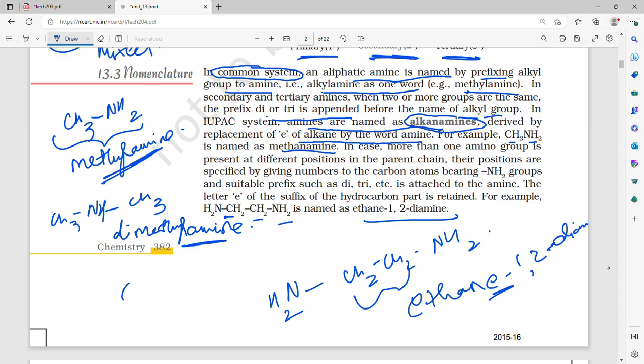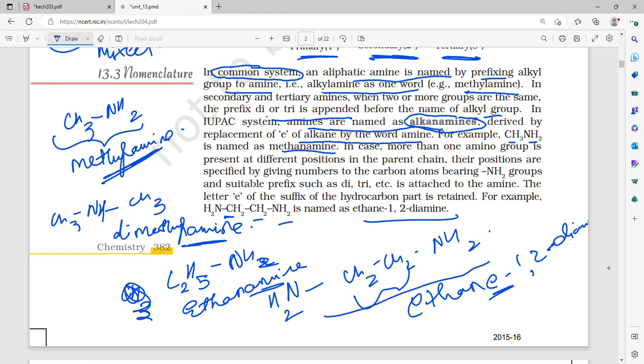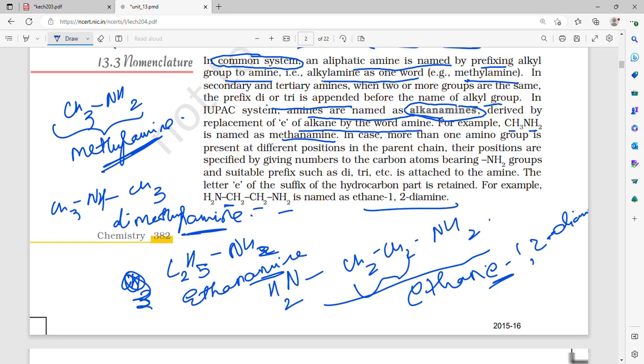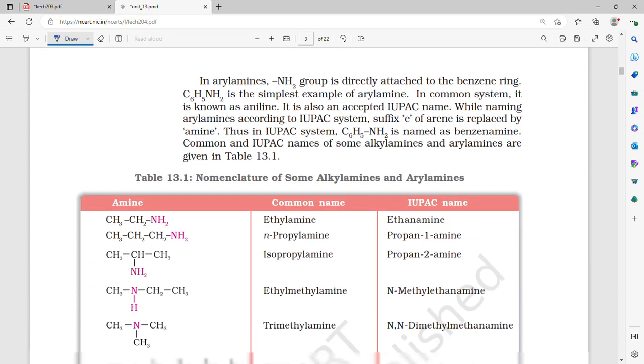Otherwise, if it had been C2H5NH2, then I would have said ethanamine. There would have been no E. Instead of E, I would have written amine. But when there is more than one amine group, the E is retained in the IUPAC name. So ethane-1,2-diamine.